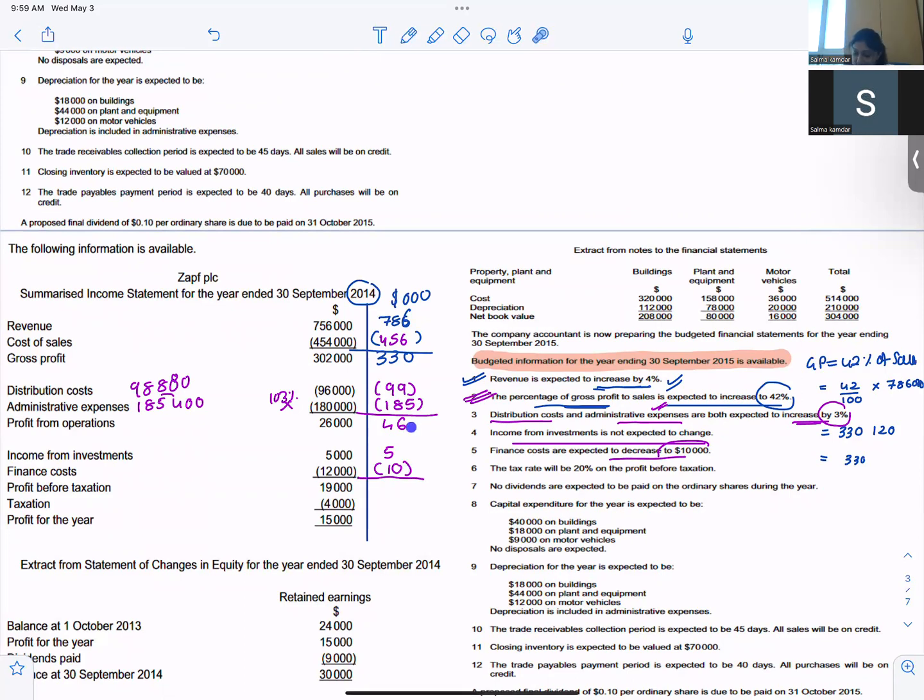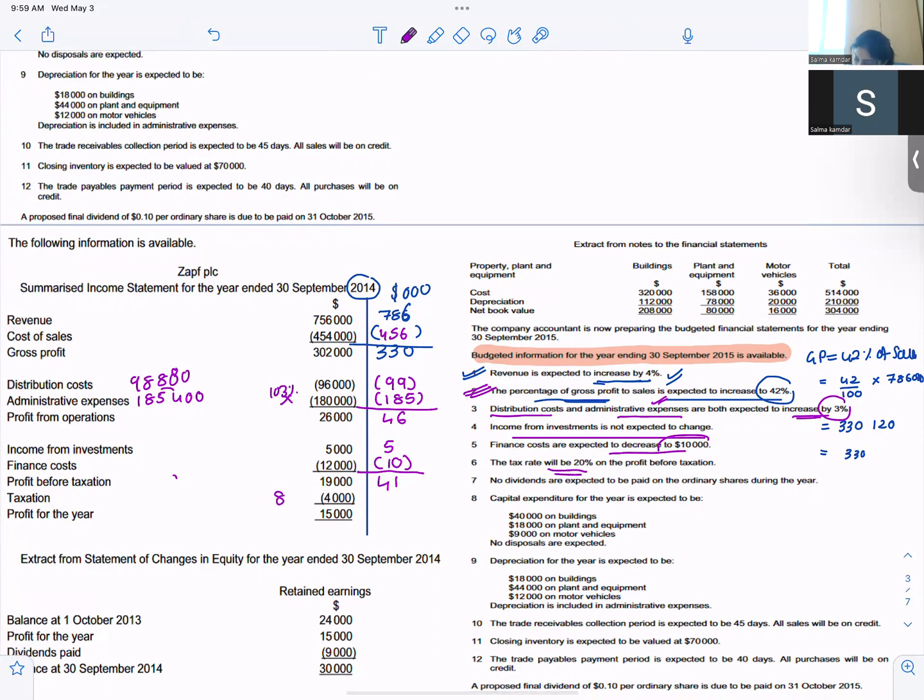So 46 plus 5 minus 10. 41 will become my profit before taxation. The tax rate will be 20%. So 20% of 41, 41 into 20%, it's 8.2. I have to round it off to the nearest 1,000. So my tax will become 8. So what will be my profit for the year? My profit for the year will become 33.